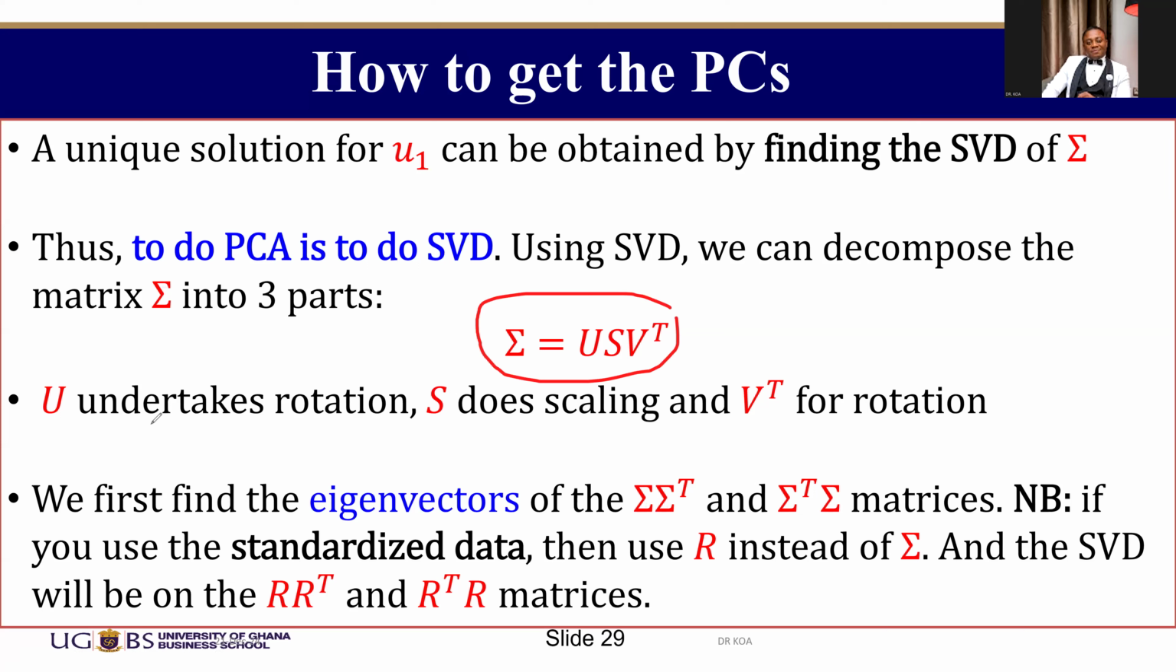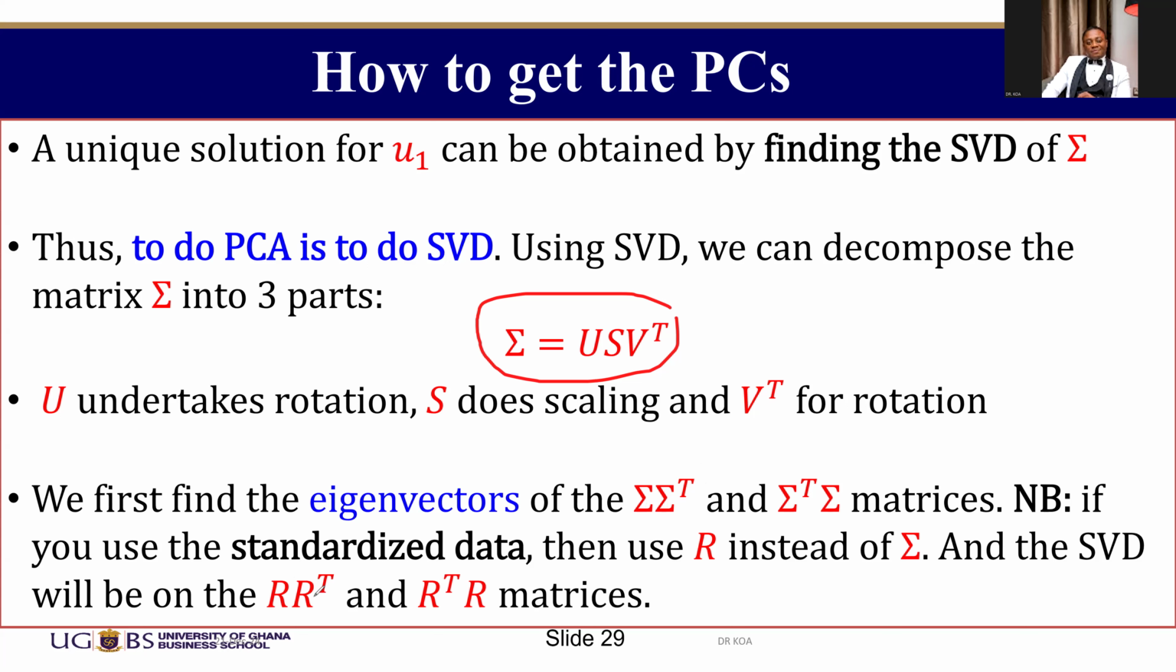So you have this. What does the U do? The U undertakes rotation, the S will do scaling, and then the transpose of V will also do rotation. First, we're going to find the eigenvectors of sigma and the transpose of sigma. Remember, I'm using sigma and the transpose of sigma because I'm under the impression that we have not standardized the data. But if we standardize the data, then I'll be using R and the transpose of R, because by then we are dealing with correlations and not covariances.